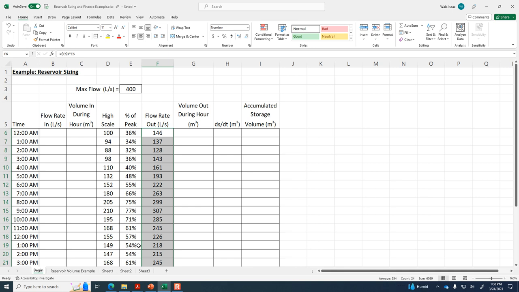Let me draw a sketch on the board. Hopefully it's going to keep it in our mind that one of the flow rates is variable, one of the flow rates is constant.